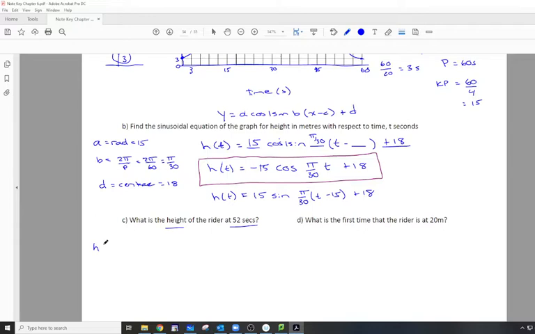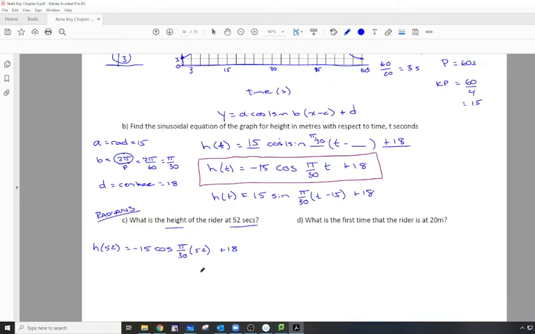So you're going to find height as a function of 52 seconds, which would be negative 15 cos of pi by 30 times 52 plus 18. Now the important thing is, because we did 2 pi divided by the period, our calculator has to be in radians. And sinusoidal functions are always modeled in radians, so just make sure that your calculator is in radians.